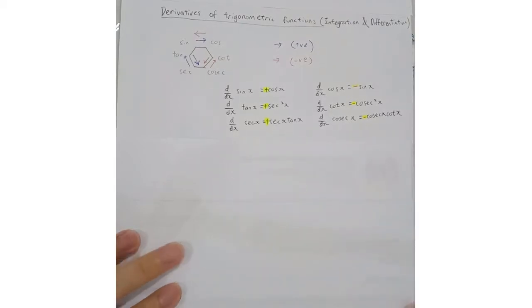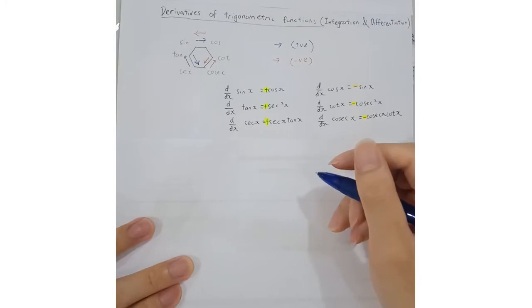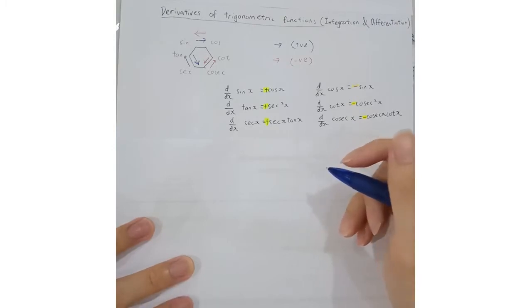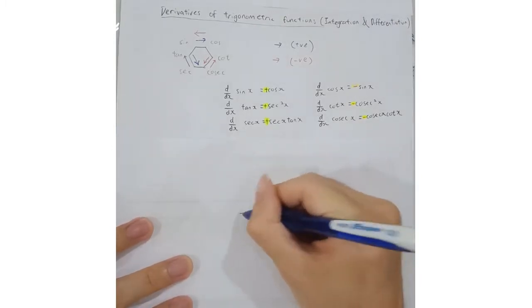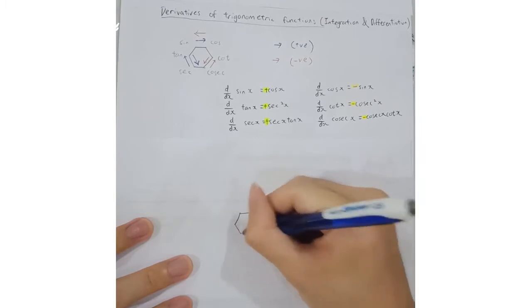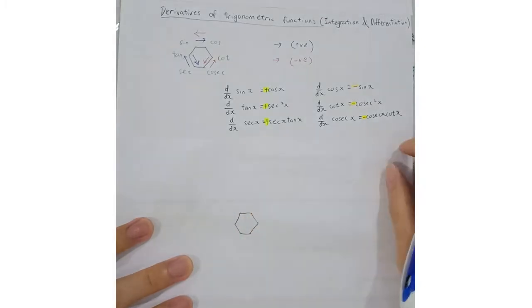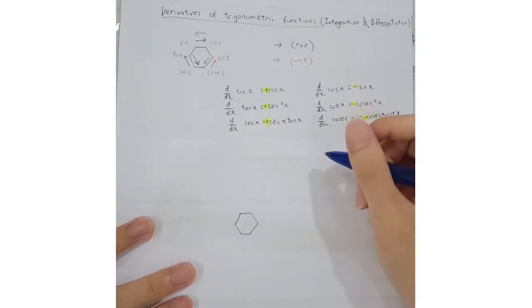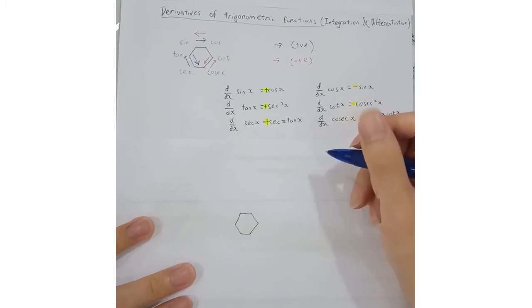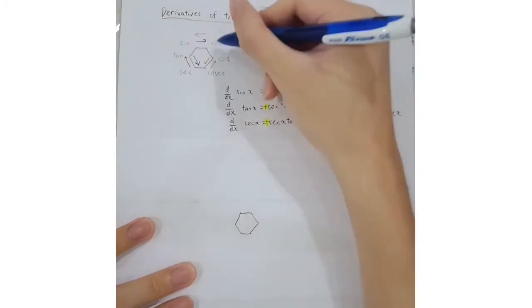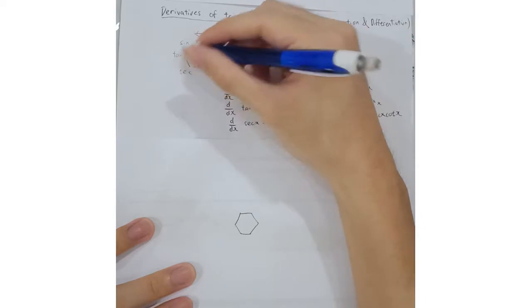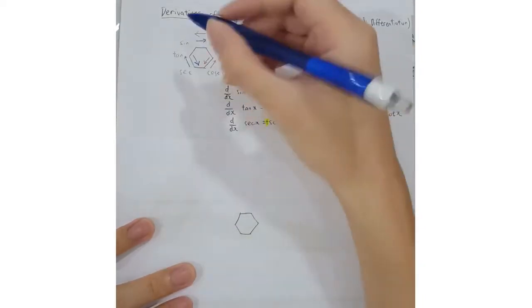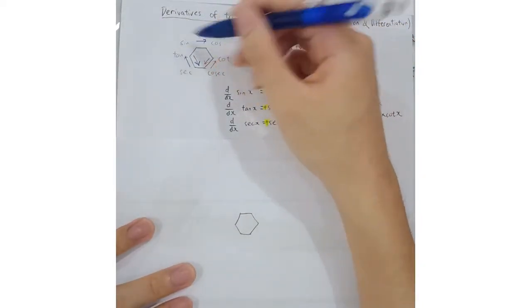The first thing to do is to draw a hexagon. So a hexagon consists of 6 sides. And the next thing to do is to write out the trigonometric functions, which is this. Now, how to actually write it with the correct position?